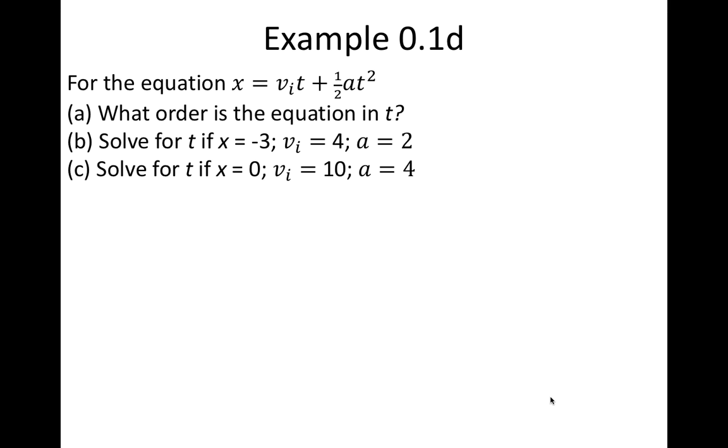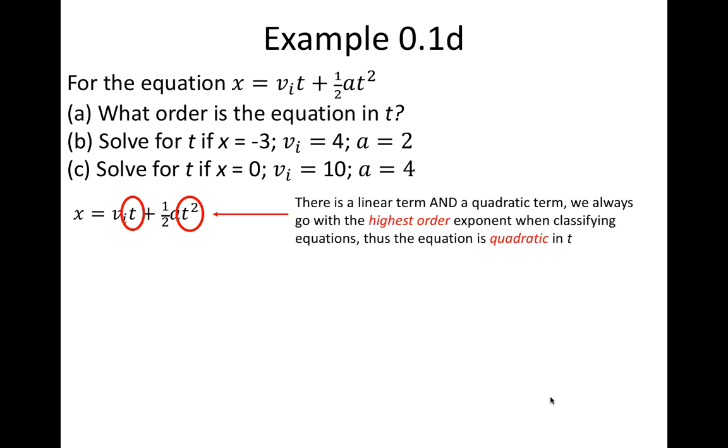Okay, the last equation that we're going to look at in this section is x equals v sub i t plus 1/2 a t squared. Part A asks us to determine the order of the equation in t. Again, we're going to look at the exponent of our variable, but you should notice that this equation contains a quadratic term where the t is squared, and it contains a linear term where the t has an implied exponent of 1. When determining the order of an equation, you should consider the highest order of the exponent. So here our equation is quadratic.